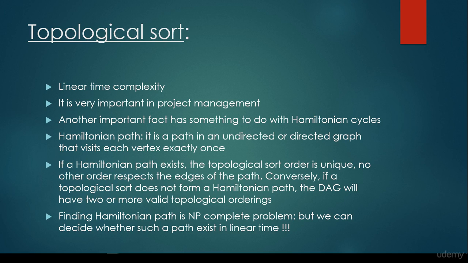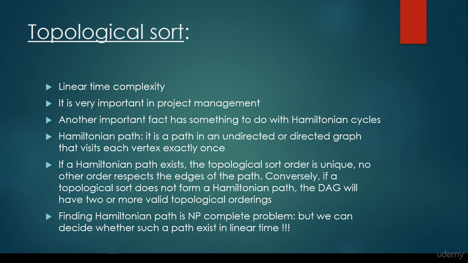Another important fact has something to do with Hamiltonian cycles. What is a Hamiltonian path? It is a path in an undirected or directed graph that visits each vertex exactly once. The Hamiltonian cycle is a Hamiltonian path where the starting vertex is the same as the vertex where we finish. So basically it is a closed Hamiltonian path, and hence the name Hamiltonian cycle. Finding the Hamiltonian cycle is an NP-hard problem. It's very hard to construct any algorithm that's going to find a Hamiltonian cycle.